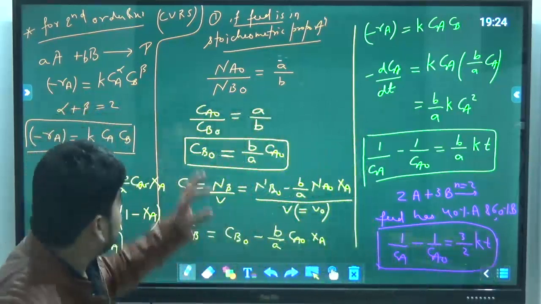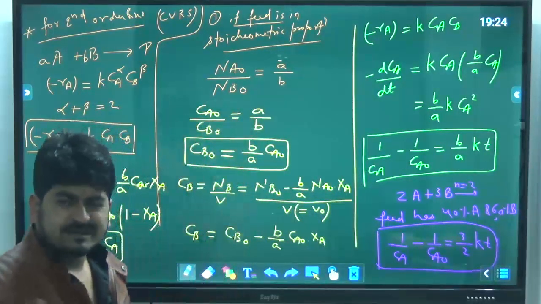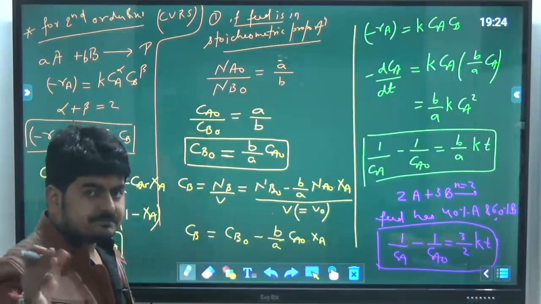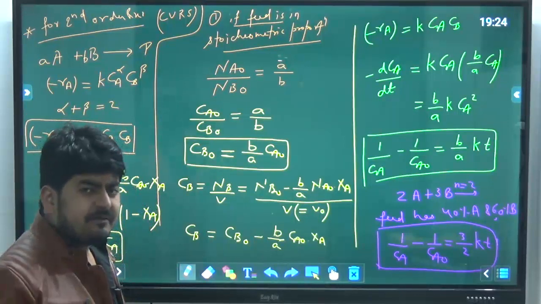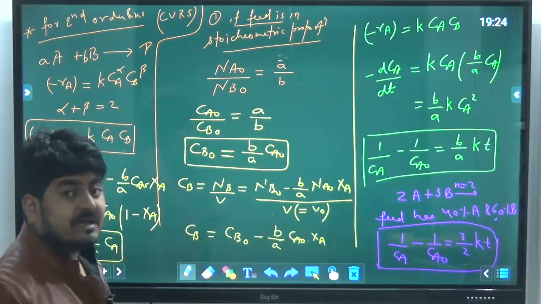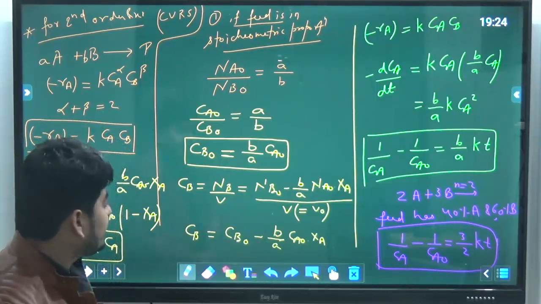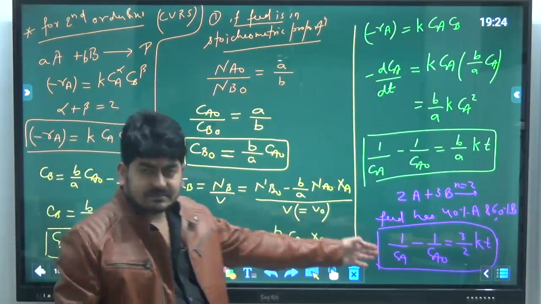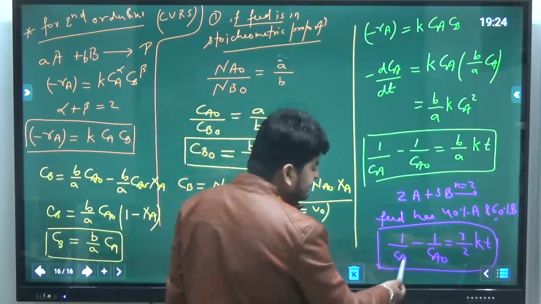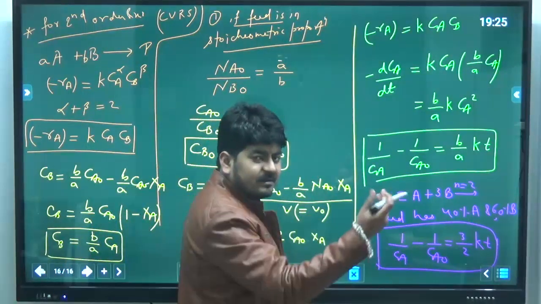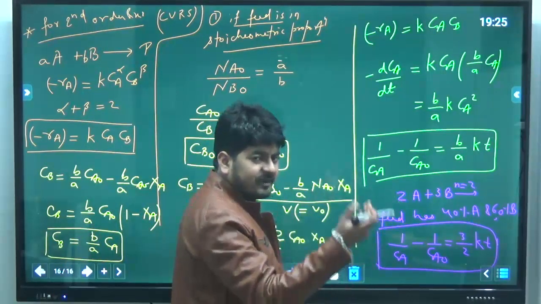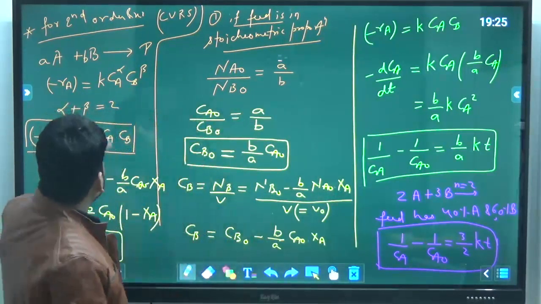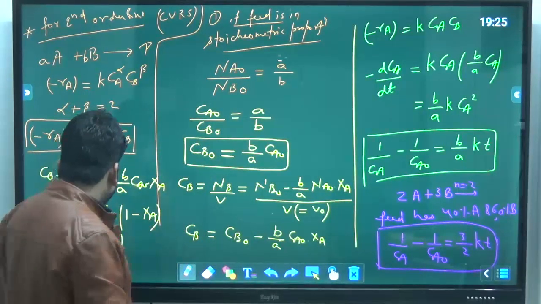This is the first case where the feed is in stoichiometric proportion. It's very easy. Okay, but second case, if feed is not in stoichiometric proportion, then what? Then again it's very easy. You can write this in terms of conversion as well, because you know that 1 by Ca minus 1 upon Ca0 can be written as 1 upon Ca0 times Xa upon 1 minus Xa. Okay, doesn't matter. Next, second case, let's talk about that.